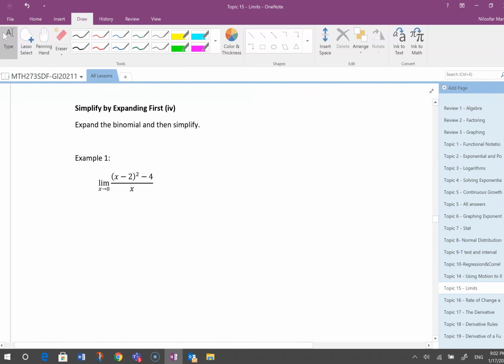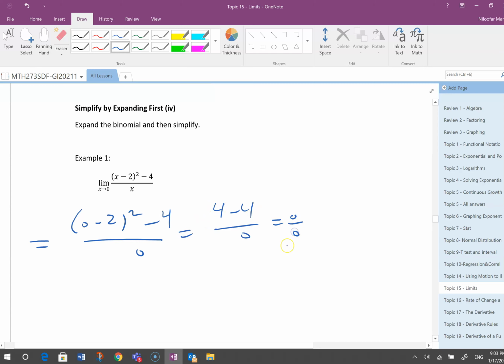How about this? When I substitute, I have 0 over 0. So I substitute: 0 minus 2 squared minus 4 over 0. I know my handwriting is bad. So 4 minus 4 over 0, which is 0 over 0. Can I cancel from top and bottom? Can I factor? I can factor the top, but let's say I don't notice I can factor. Maybe I can show you both methods here.